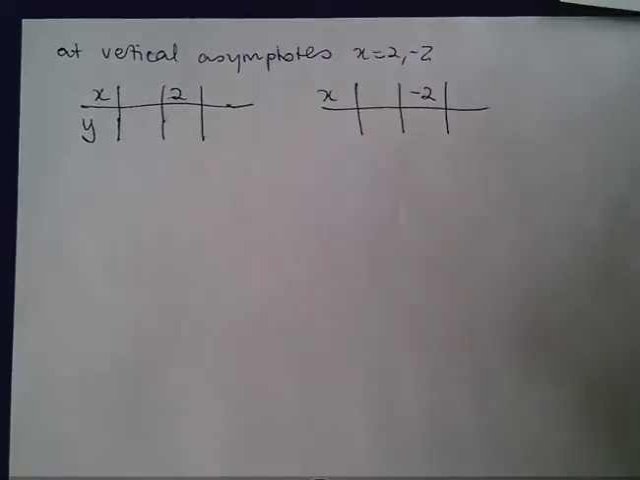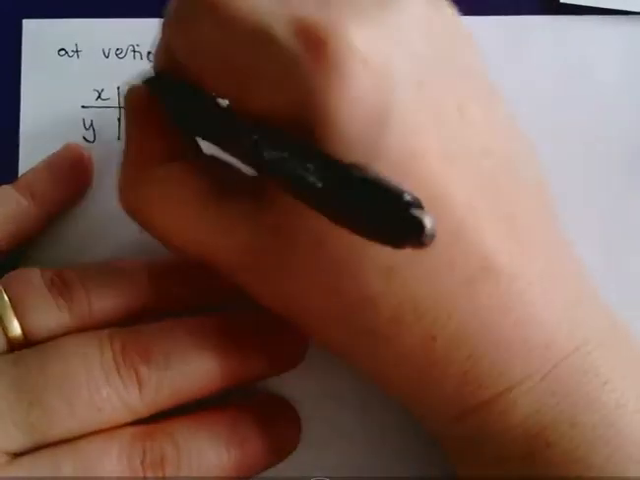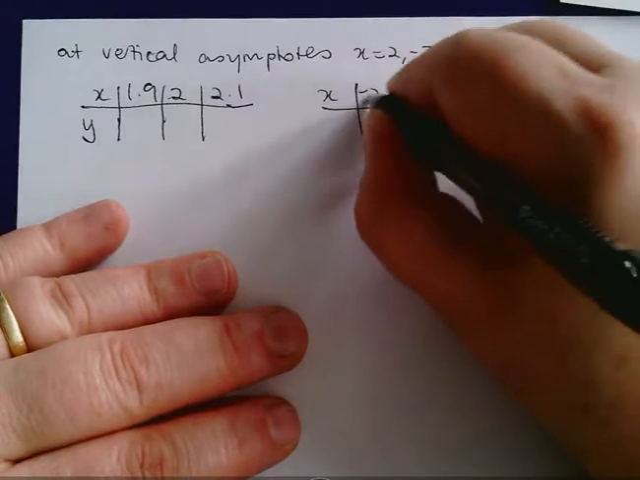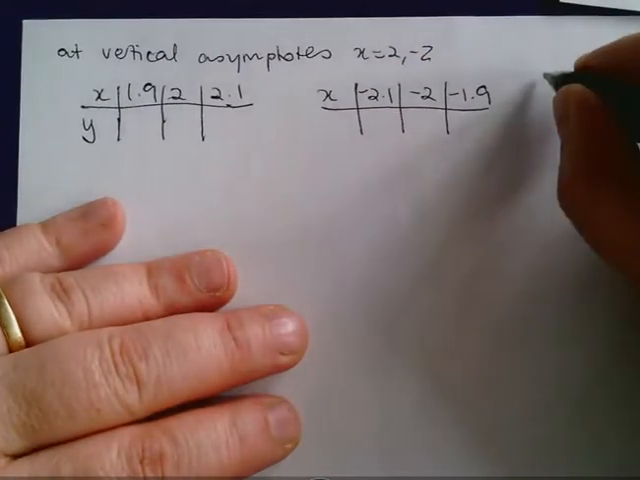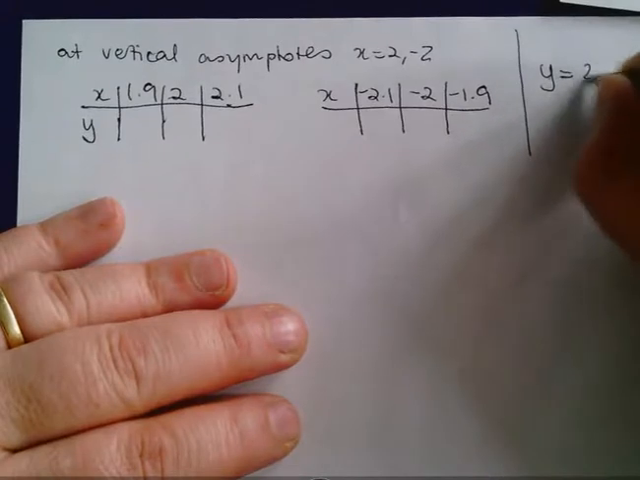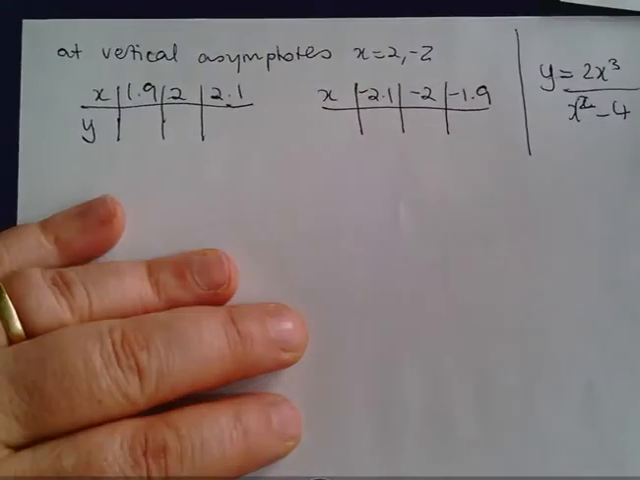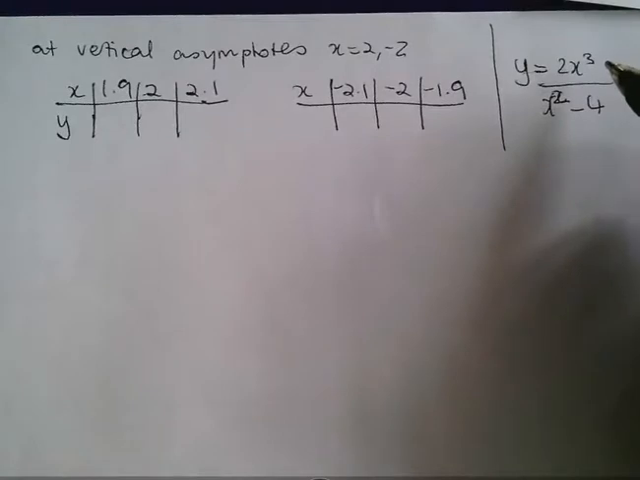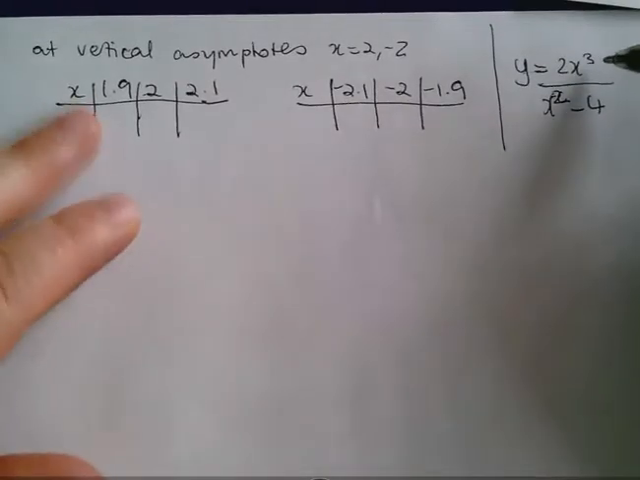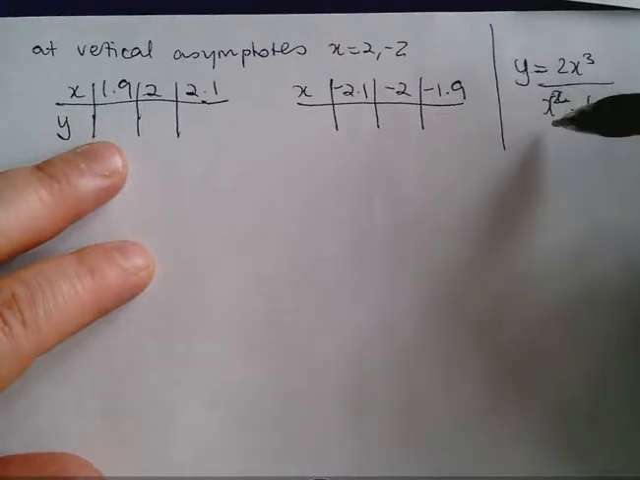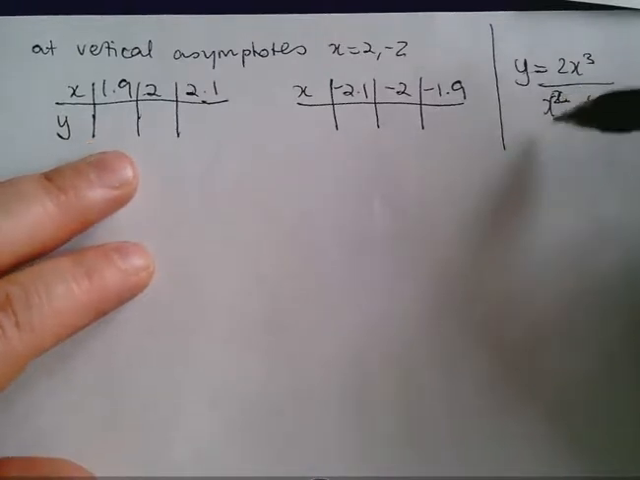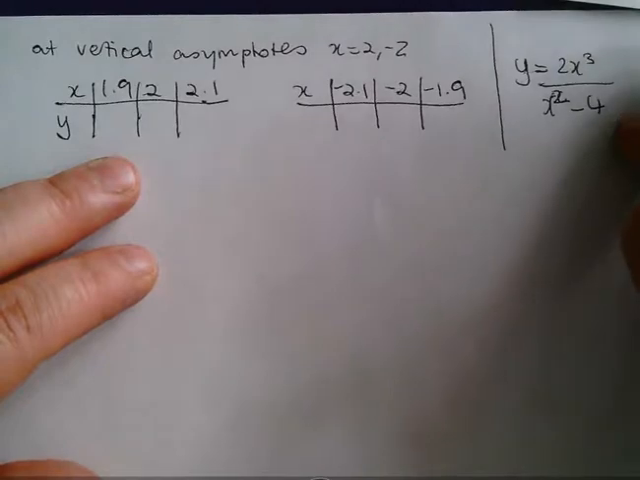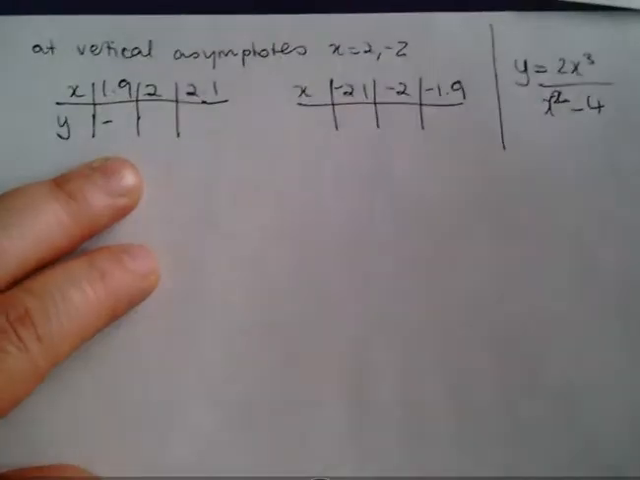Now remember at 2 root 3, we've got a turning point. Remember we've got to go very close: 2.1, 1.9, negative 2.1, negative 1.9. I'm going to write down what the function is here. It's 2x cubed over x squared minus 4. That's the function. You can work it out if you want. 2 times 1.9 cubed over, 1.9 squared is less than 4. This is positive over negative. It's negative. If someone wants to work it out, they can.